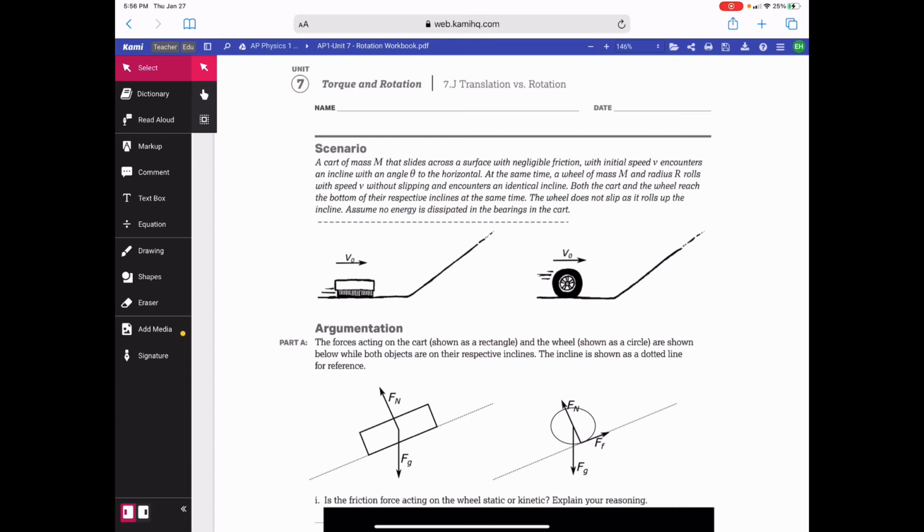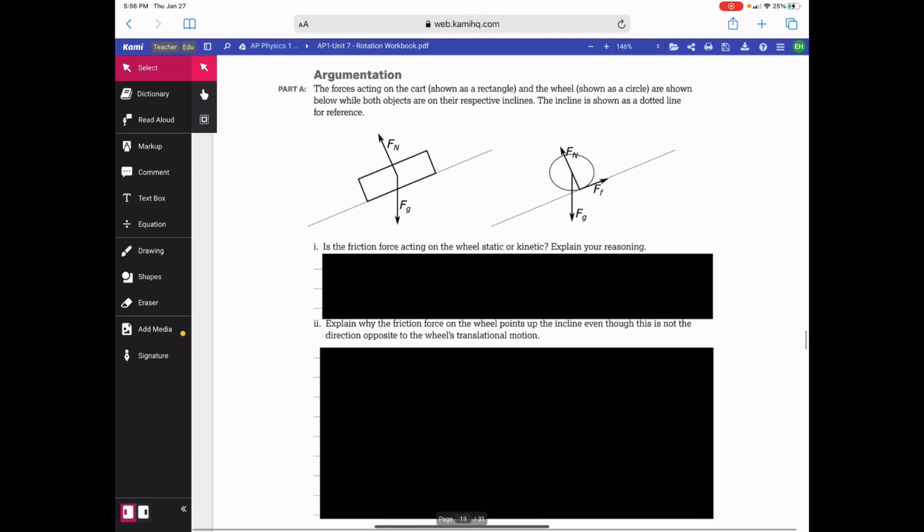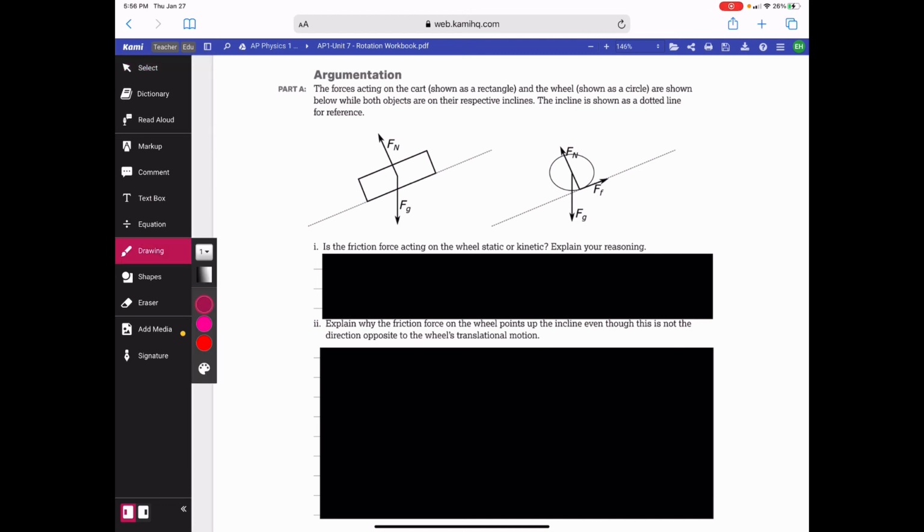Part A1. Is the friction force acting on the wheel static or kinetic? Explain your reasoning. Well, the easy way to think about it, and we're talking about this right here. And by the way, if you're not sure why friction is pointing up the incline instead of down the incline, we'll explain that one next week in class.